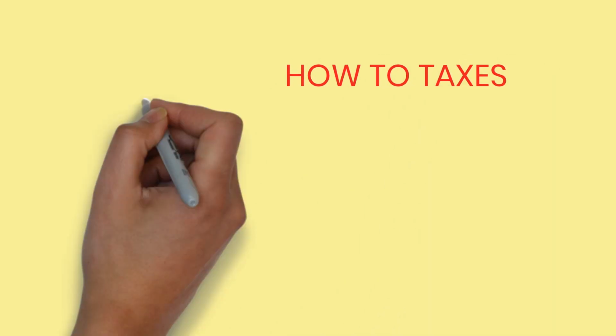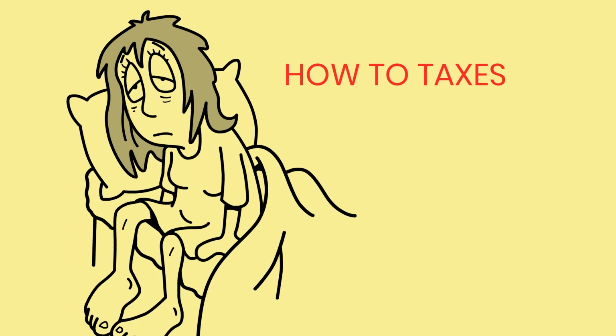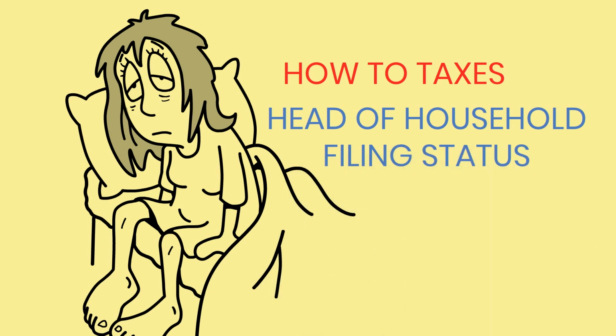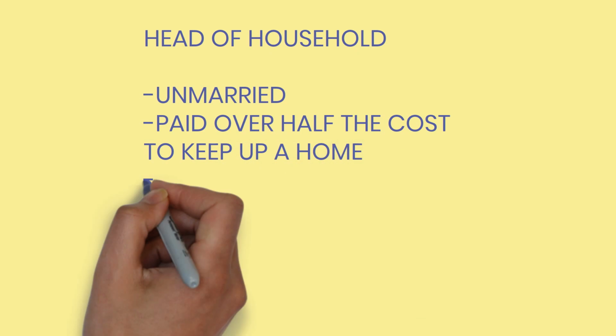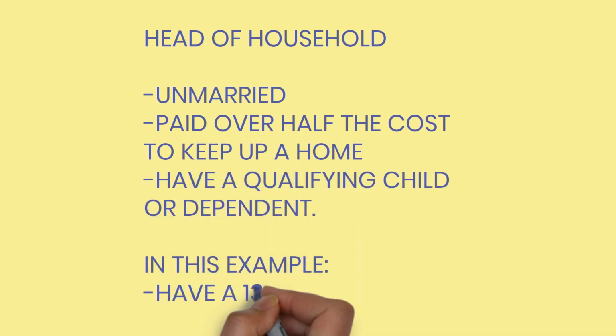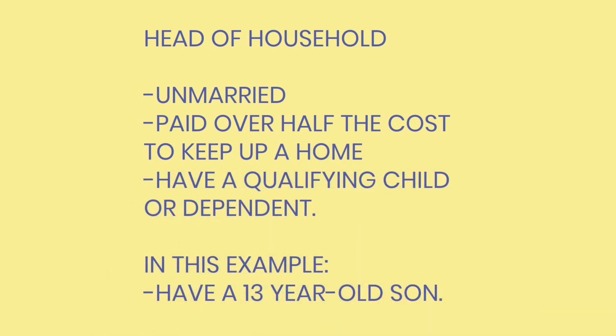I'm with How To Taxes, and I'm here to help you fill out your Form 1040 when you're head of household filing status. To be considered head of household filing status, you must be unmarried, paid over half the cost to keep up a home, and have a qualifying child or dependent. In this example, you have a 13-year-old son.